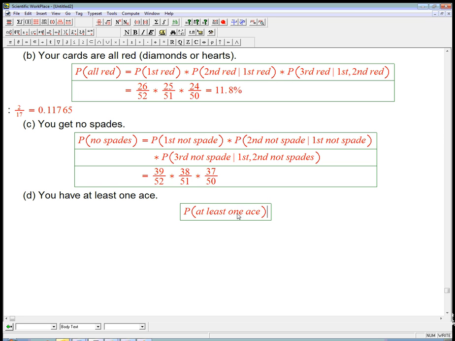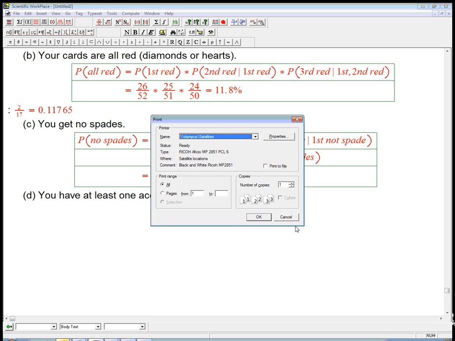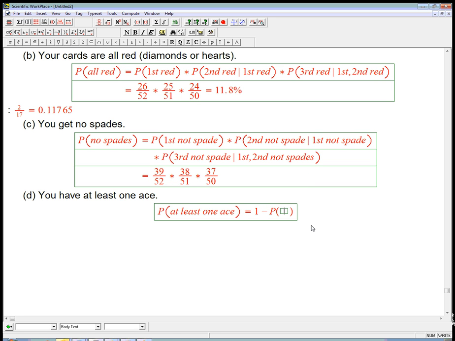So at least 1 ace, that's the complement of no aces. So at least 1, it's the case that you get at least 1 ace. If it's not the case, you get no aces at all. And this is going to be easier. It's an "and" and we can use the general multiplication rule. Okay. So no aces is very much like what we just did.